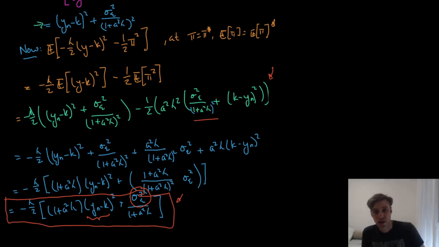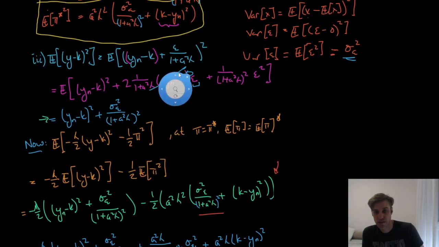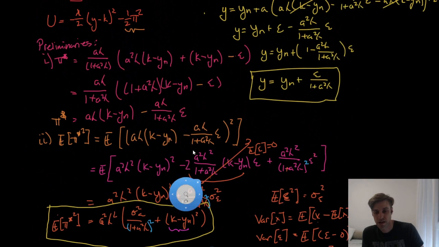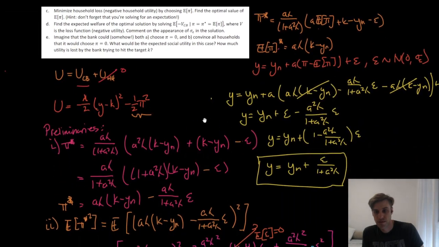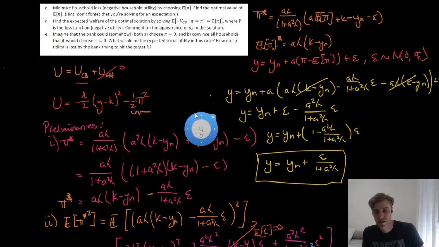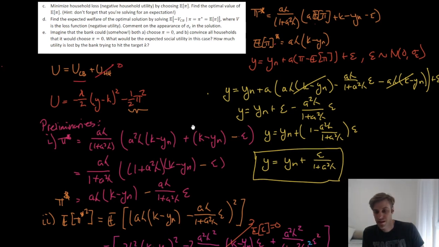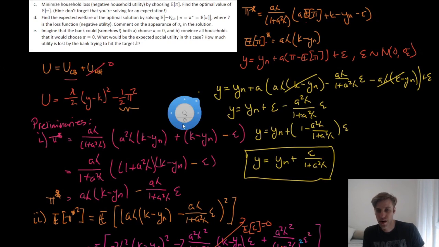Let's just double check the question really quick to make sure that we answered it. We can also reflect on everything that we did. Comment on the appearance of sigma epsilon, we did that. And then I guess in the next part we'll go back and look at part E. I don't think it's too much computation, but I already did so much. This video is so long. I'll see you there.